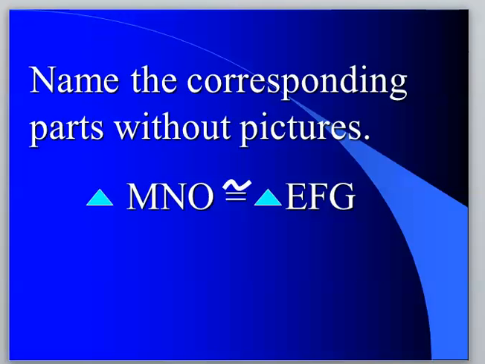We can also name corresponding parts without pictures then, based on how the congruence statement is written. So we should have 3 pairs of angles and 3 pairs of sides. So I'm going to start with the first letter. Angle M corresponds with the other first letter, angle E. The second letter, angle N, corresponds with angle F, and angle O and angle G, because those are both last letters.